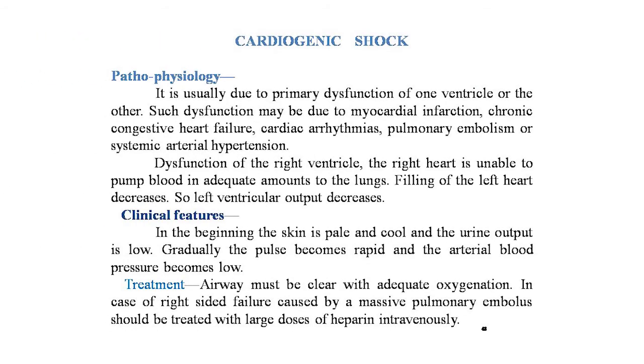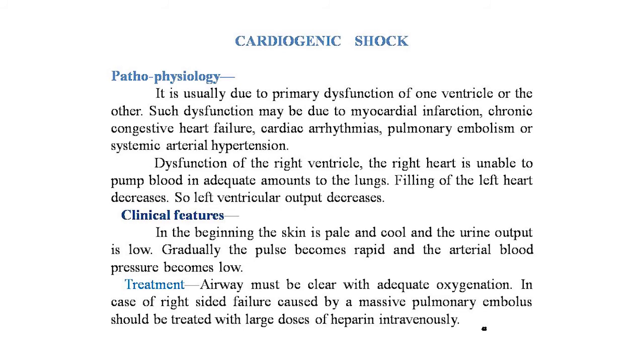Now, the next is the cardiogenic shock. Pathophysiology of the cardiogenic shock: it is usually due to the primary dysfunction of one ventricle or the other. Such dysfunction may be due to myocardial infarction, chronic congestive heart failure, cardiac arrhythmias, pulmonary embolism or systemic arterial hypertension. With dysfunction of the right ventricle, the right heart is unable to pump blood in adequate amounts to the lungs. Filling of the left heart decreases, so left ventricular output decreases.